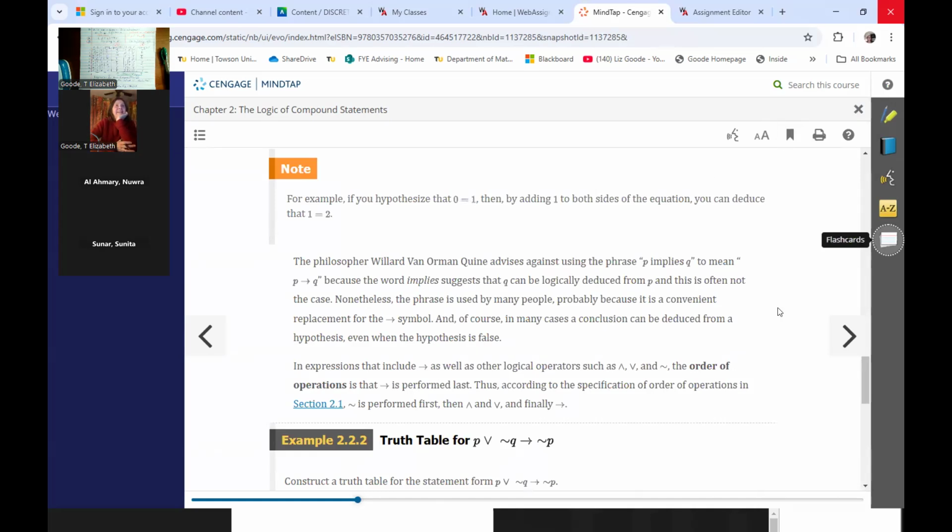The philosopher Willard Van Orman Quine advises against using the phrase P implies Q to mean P arrow Q because the word implies suggests that Q can be logically deduced from P, and this is often not the case. Nonetheless, the phrase is used by many people, probably because it is a convenient replacement for the arrow symbol, and of course, in many cases, a conclusion can be deduced from a hypothesis even when the hypothesis is false. Good.